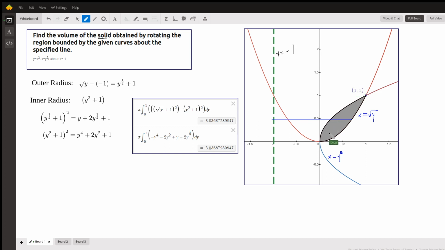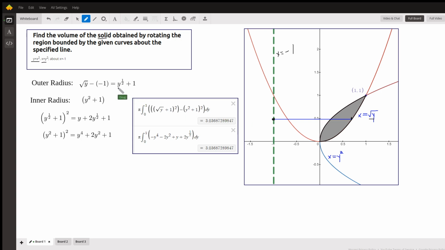We want to know what x is depending on what y is as we move from 0 up to 1 along the y-axis. So we've solved this first equation, y equals x squared, for x. X equals the square root of y. We already have x equals y squared. So we want outer radius squared minus inner radius squared. The outer radius is the x coordinate at the right, which is the square root of y, minus the x coordinate at the left, which is always -1.